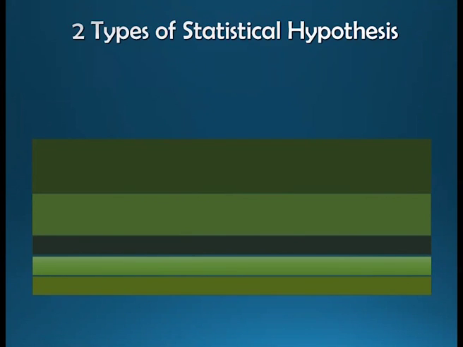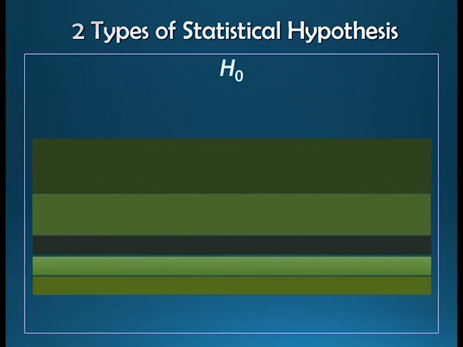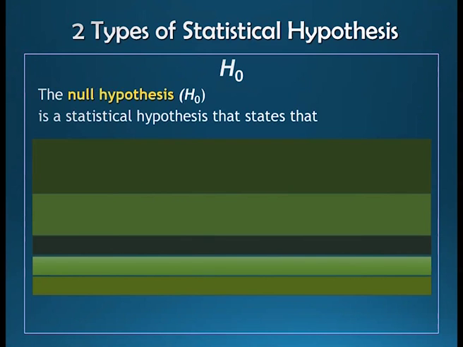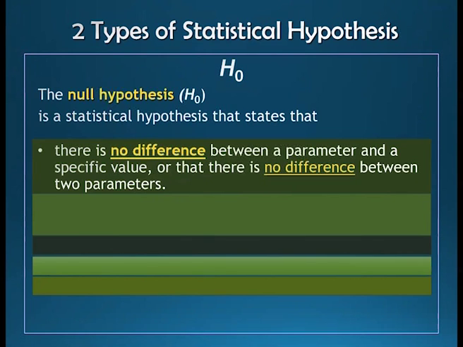There are 2 types of statistical hypothesis. The first one is the null hypothesis. The null hypothesis is denoted by H0. The null hypothesis is a statistical hypothesis that states that there is no difference between a parameter and a specific value, or there is no difference between 2 parameters. Always remember the terms: there is no difference, it is the same, it is equal to, or there's no change.